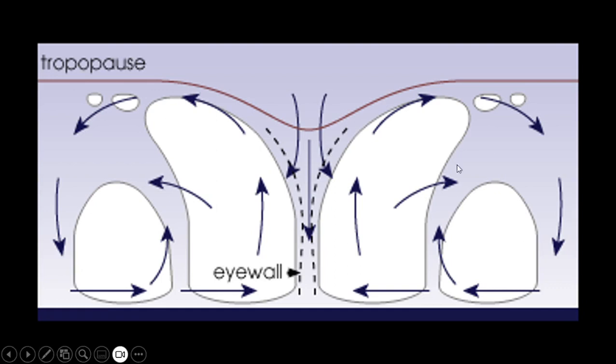Meanwhile, with this updraft on both sides of the eye wall, the eye actually has in the center of it a downdraft. It's kind of just the absence of air, kind of a vacuum left behind, and so it creates a downdraft here at the eye center.